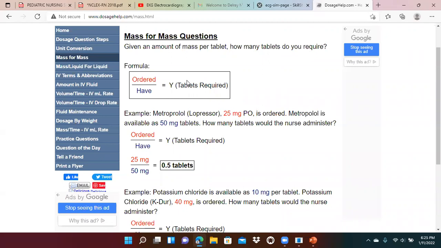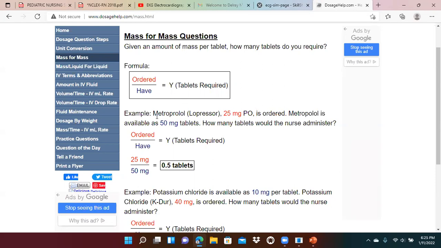So, the desirable number of tablets equals the doctor's order or doctor's prescription, divided by the pharmacist's order, or the medication in hand, or what pharmacy gives us. Order divided by what we have. So what is the doctor's order? If you divide it by what we have in hand, we will get the number of tablets.